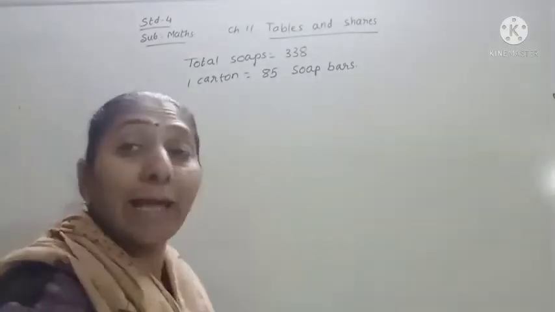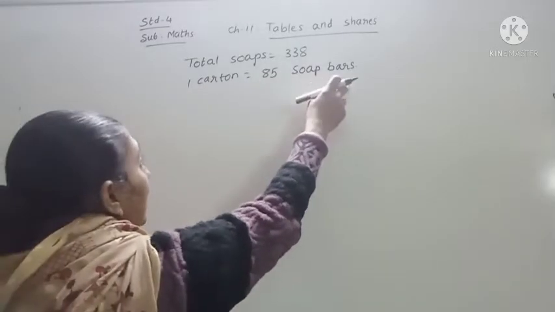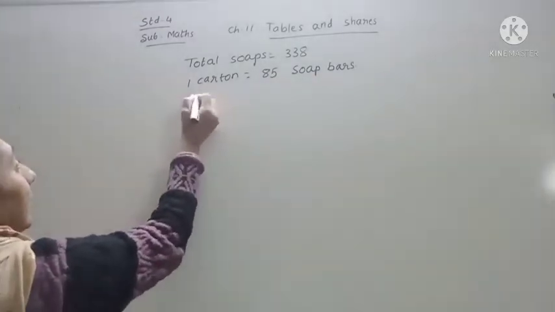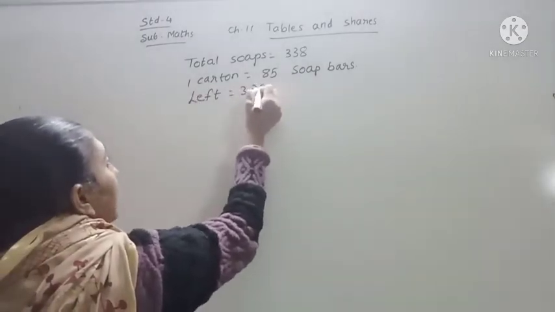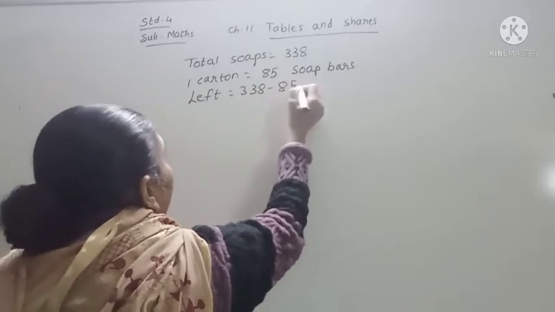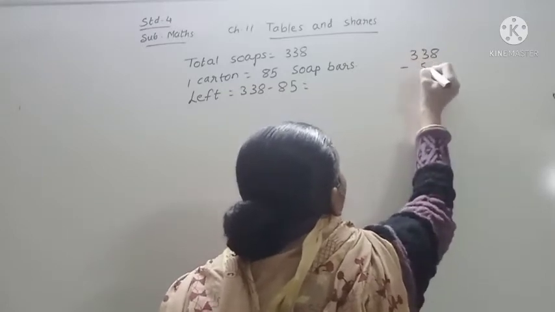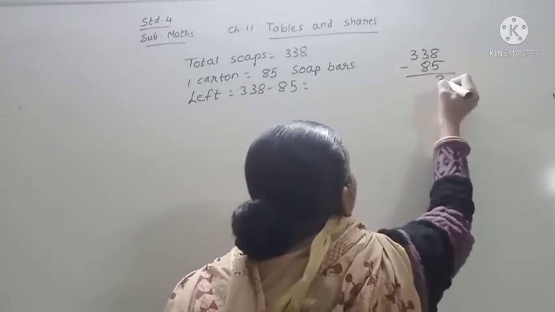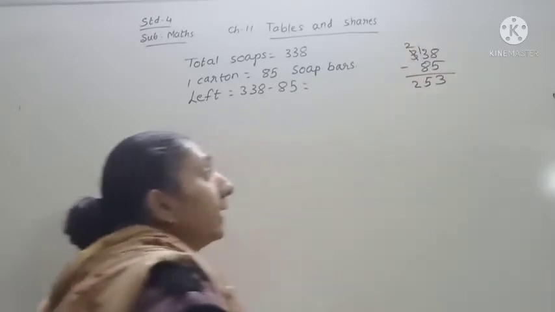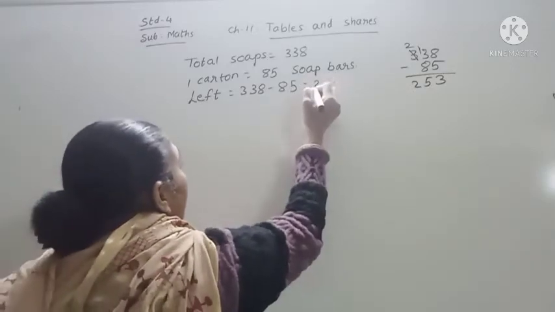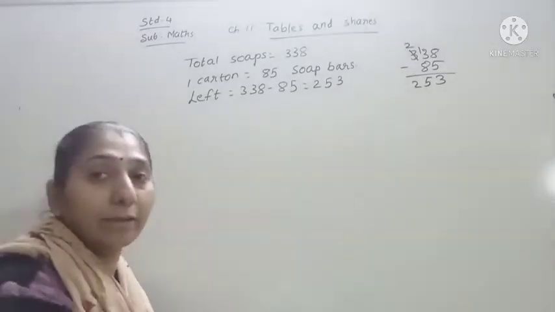So let us calculate with the help of the subtraction method. One carton is equal to 85 soap bars. Then how many are left with her? 338 minus 85 is equal to 253 soaps are left after packing one carton.